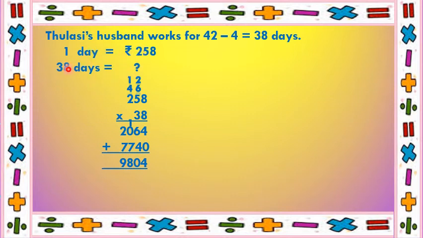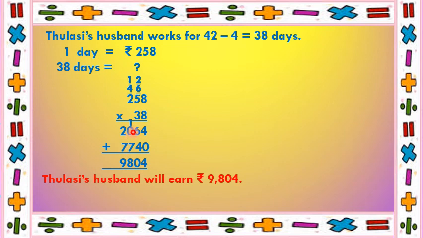So using cross multiply and divide, we will multiply 258 with 38. 8 8s are 64, put 4 down, carry 6. 8 5s are 40, plus 6 is 46, put 6 down, carry 4. 8 2s are 16, plus 4 is 20. Since 3 is in tens place, put 0 down, 3 8s are 24, put 4 down, 2 carry, 3 5s are 15, plus 2 is 17, put 7 down, carry 1, 3 2s are 6, plus 1 is 7.